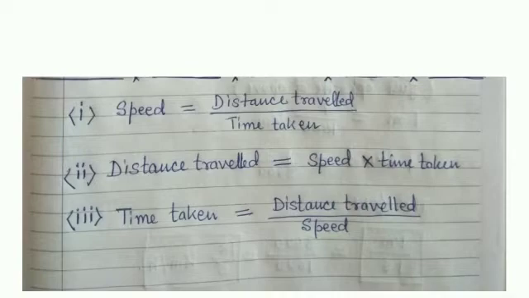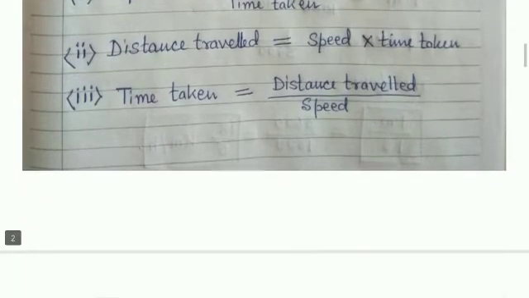Second is, if you have to know about distance travelled, then you have to multiply speed into time taken. And how will you know about time taken? It will be calculated by distance travelled divided by speed. These three formulas you have to remember always, so that it will be easy to solve a numerical.